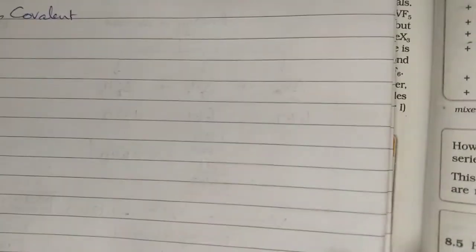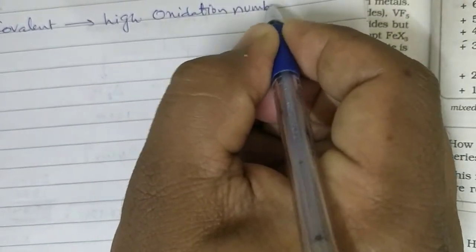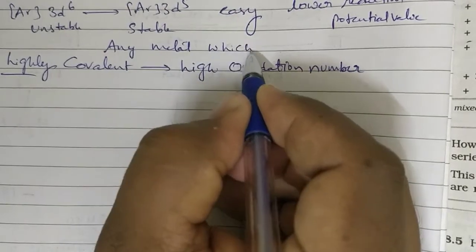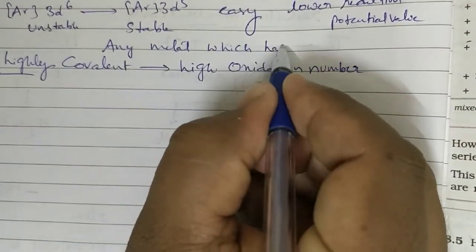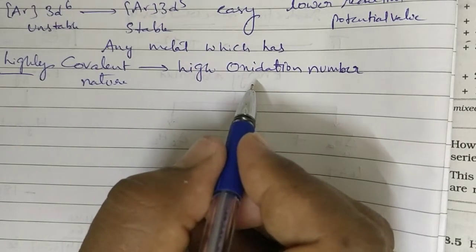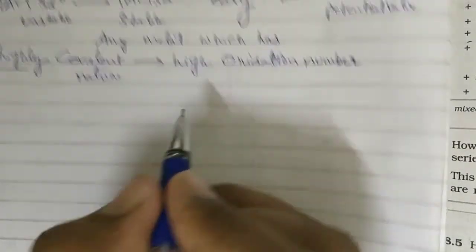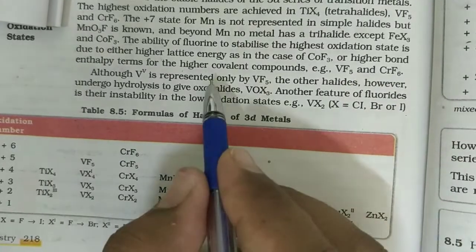Generally, if any compound exists in a highly covalent form, it means high oxidation number. Note this down also: any metal which has a highly covalent nature contains a high oxidation number. Generally they will exhibit a high oxidation number. Low covalent nature, low oxidation number. For example, VF5 and CrF6 exist in higher oxidation numbers when they are highly covalent in nature.